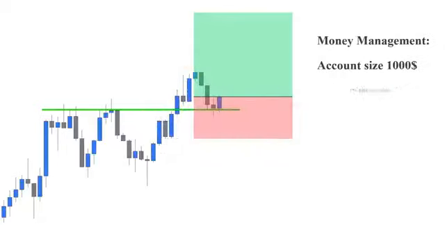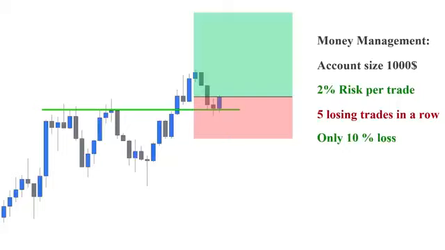So this is where money management comes in. If we risk 2% of our initial account size on every trade, 5 losing trades in a row will take only 10% of our capital, which we can easily recover in the good trading days. Later in this video, I will explain some of the interesting techniques of money management to maximize profits, but now let's continue with risk management.